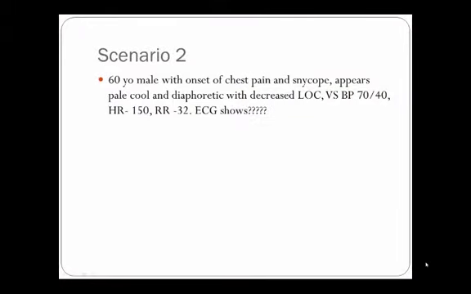Your second scenario is going to be a 60-year-old male with onset of chest pain and syncope. He appears pale and cool and diaphoretic, with a decreased level of consciousness. Vital signs are blood pressure 70 over 40, heart rate 150 beats per minute, respirations 32, and the EKG shows this.